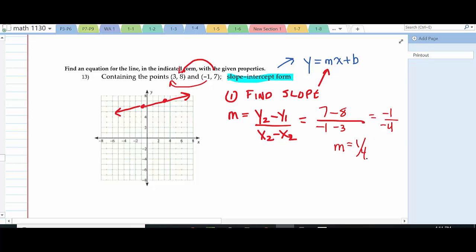Okay, now you can also do this in your head. If you are going from this point to this point, what are you doing? You're rising 1 and running 4. So you can count it out and get the same answer. You see what I mean? Okay, so you can do that either way.